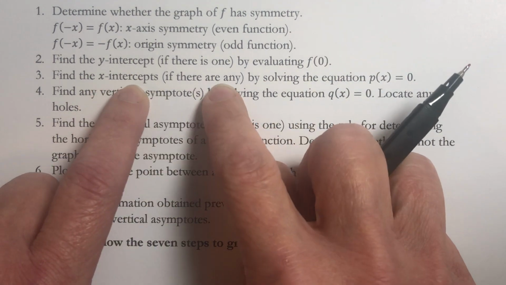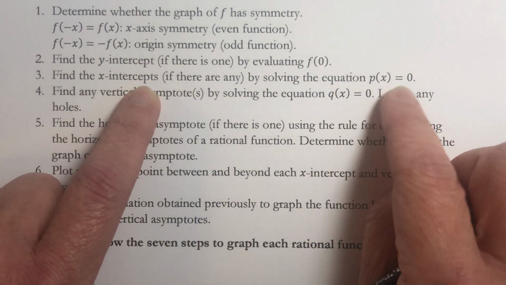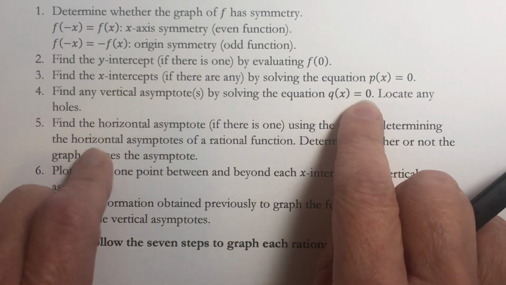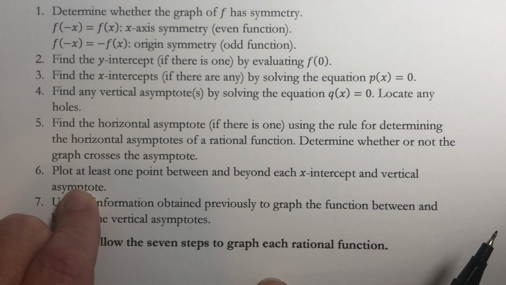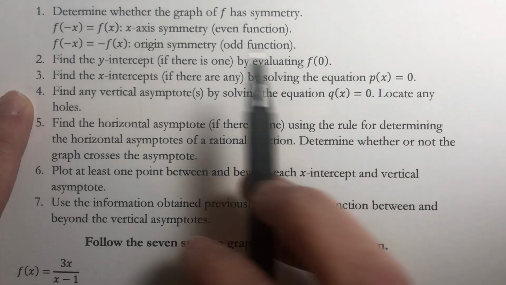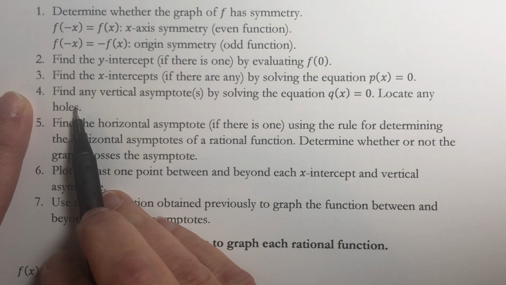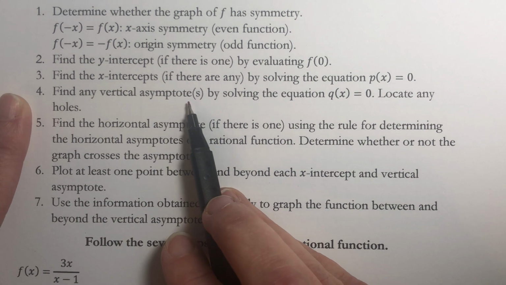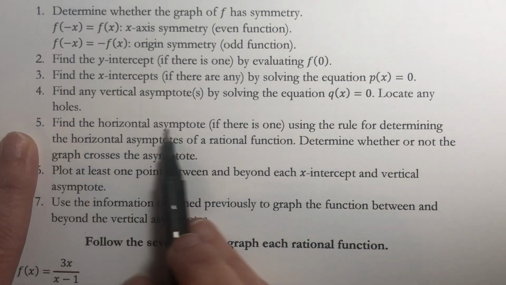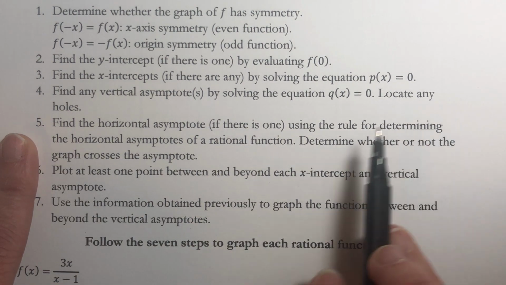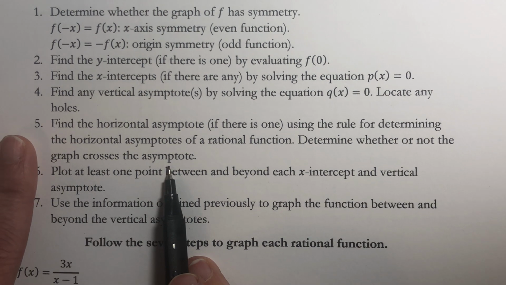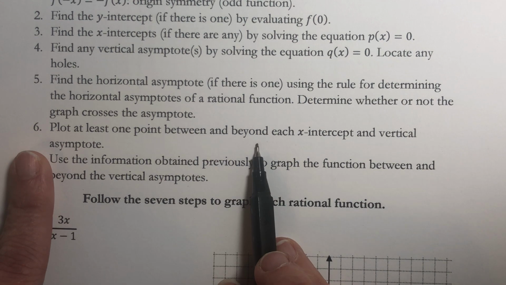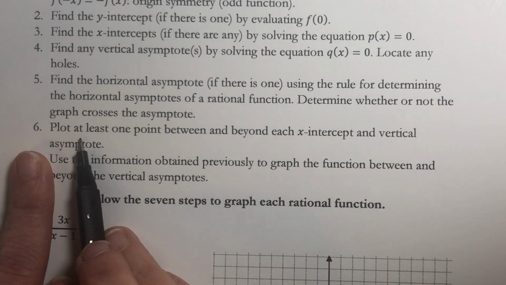We're going to find the x-intercepts, if there are any, by setting it equal to 0 and solving. We're going to find vertical asymptotes and holes, if we have any. Okay? And so this is basically thinking about your domain. We're going to find our domain, and then we'll determine whether those parts are holes or if they're vertical asymptotes. We're going to find a horizontal asymptote if there is one, and then we're going to determine whether or not we cross. We just did that.